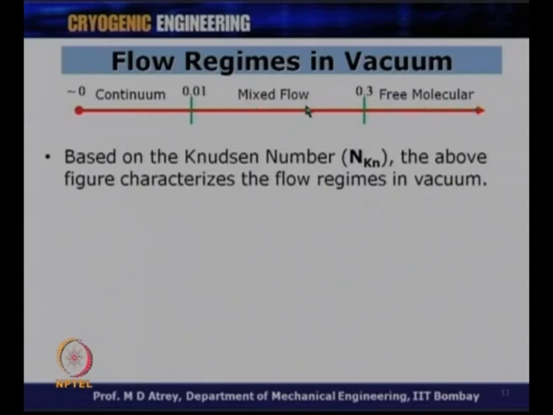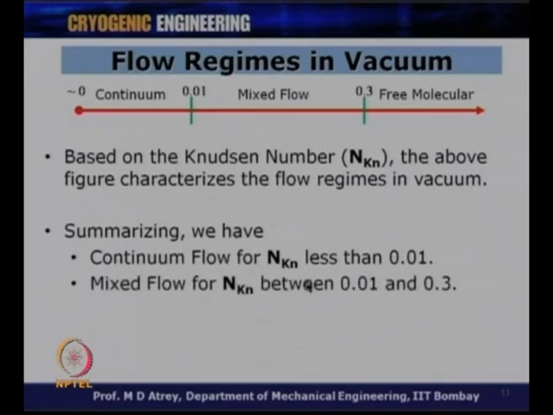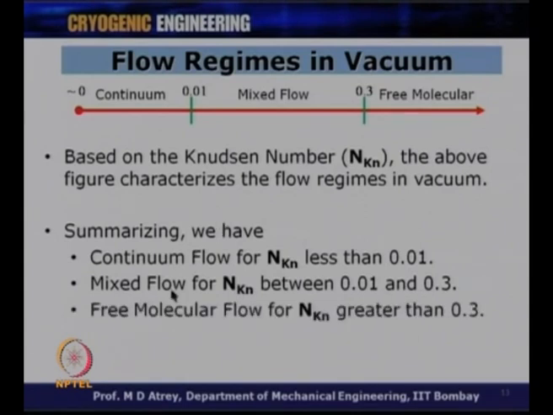They are in the mixed flow regime when the Knudsen number is between 0.01 and 0.3, and if the Knudsen number is less than 0.01, I am still in the continuum region. Here the lambda value is going to be very small compared to the characteristic dimension of the container. Summarizing, we have continuum flow for Knudsen number less than 0.01, mixed flow for Knudsen number between 0.01 and 0.3, and free molecular flow for Knudsen number greater than 0.3. The lambda value will go on increasing, the Knudsen number will go on increasing, and I will reach the free molecular regime when the Knudsen number is more than 0.3.